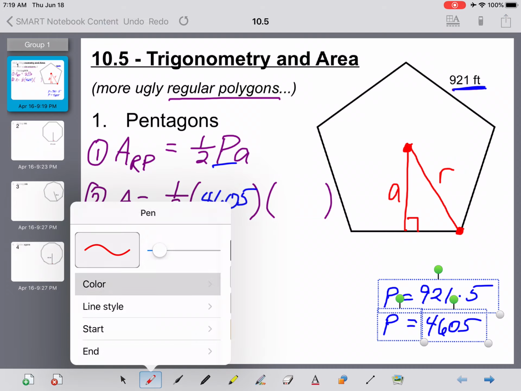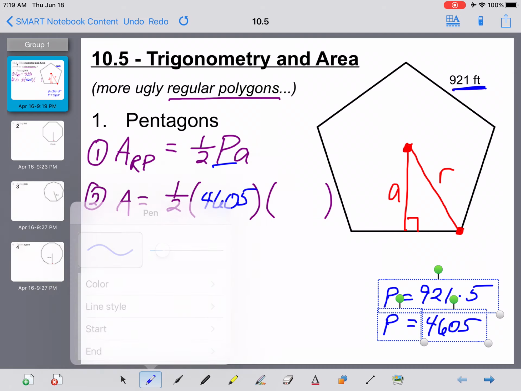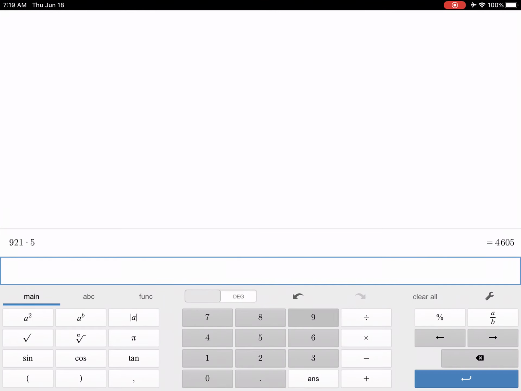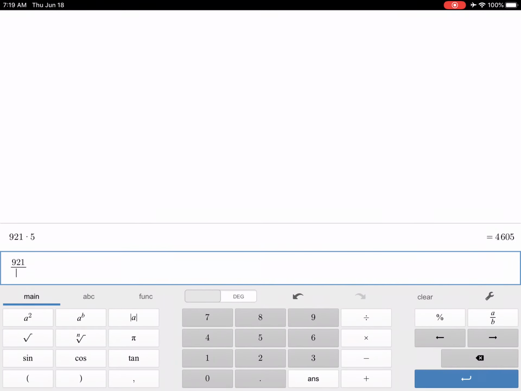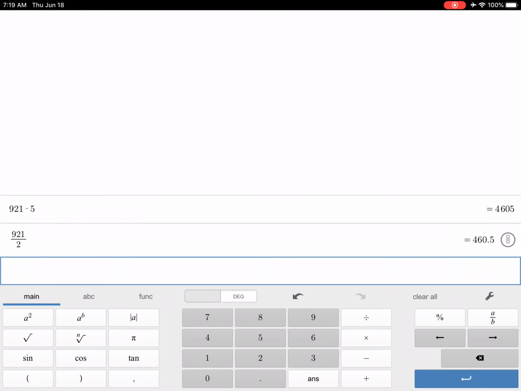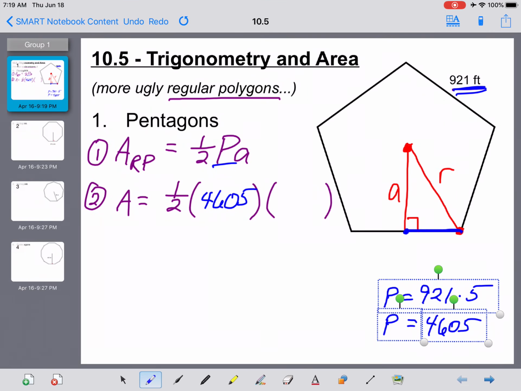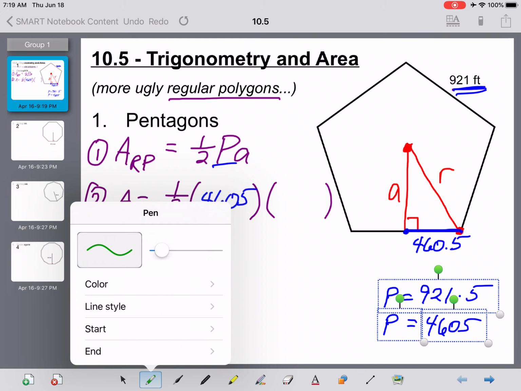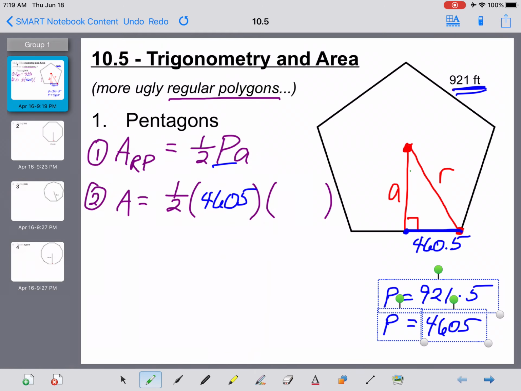The first thing to note is that we do know the length of one of the sides in that triangle. This piece right here to right here that I'm coloring in blue right now is half of one of our 921 foot side lengths. So I'm going to go to my calculator, take 921 and divide it by 2, and that gets me 460.5 for this piece right here, 460 and a half. The next thing we're going to have to do is figure out the angles within that triangle.